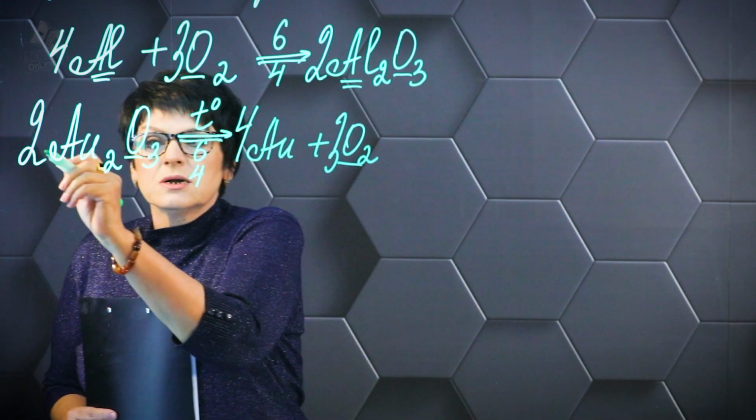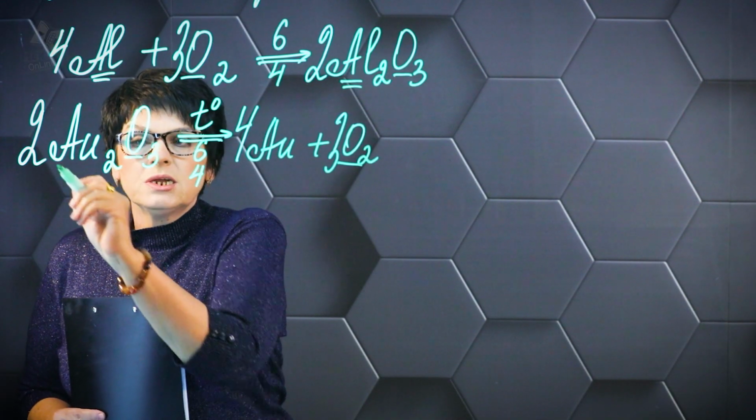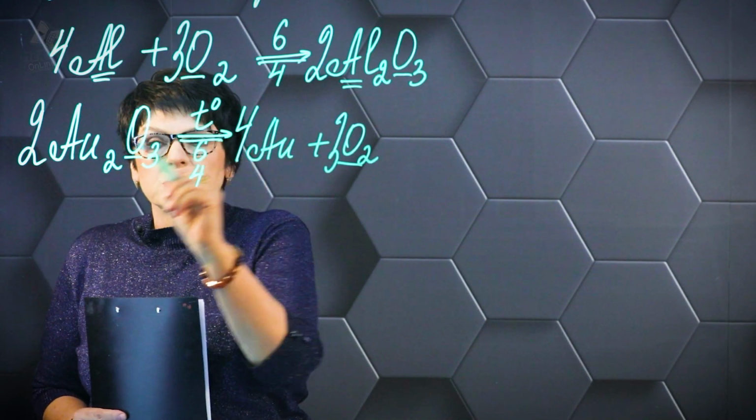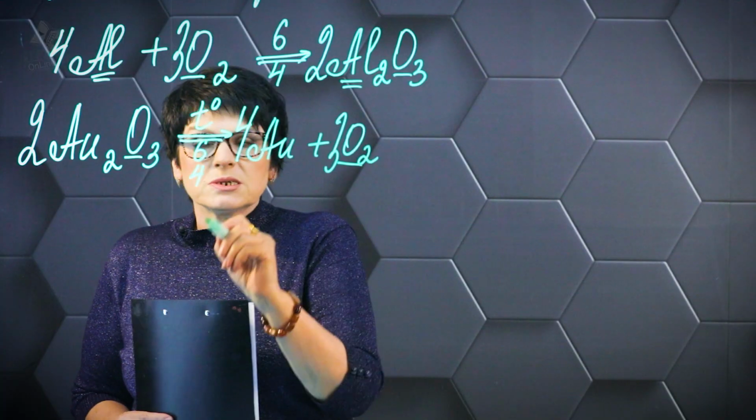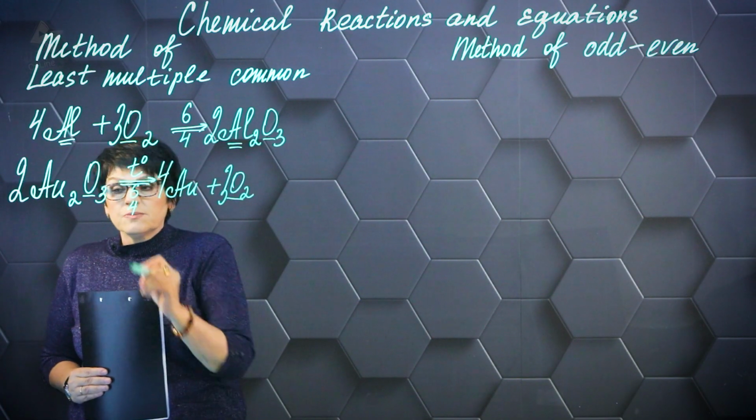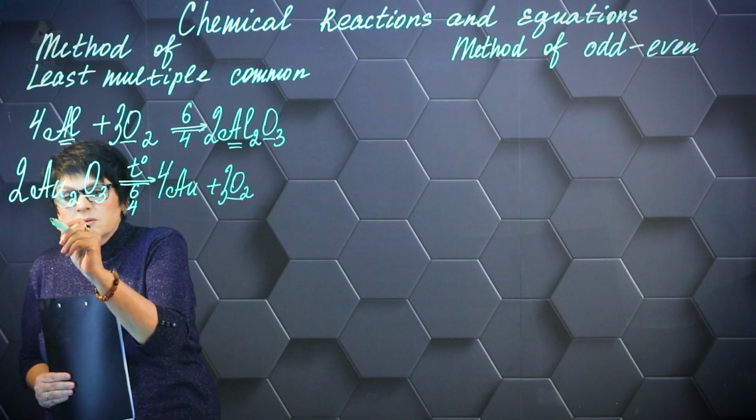We can verify it in this manner. Therefore, the quantity of gold on the left side is 4, and on the right side there are 4 as well. There are 6 oxygens on the left side and 6 on the right side. This is classified as a decomposition reaction.